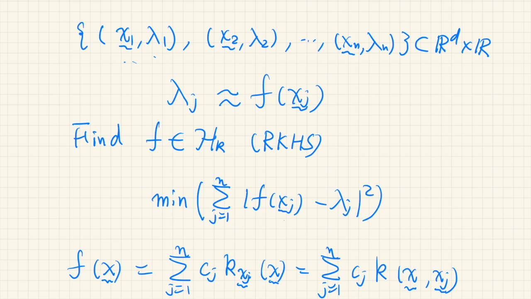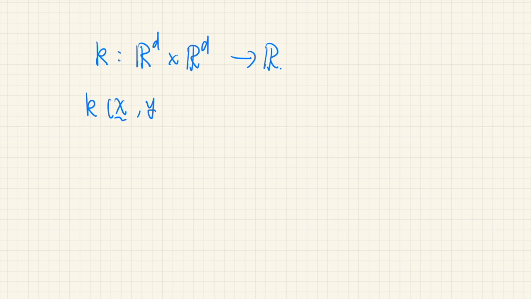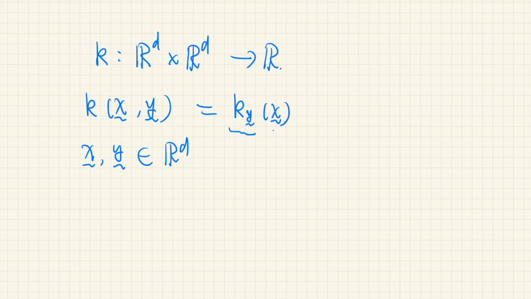Okay, let's start. To use the kernel method, we first need to specify a kernel function. In this case, the kernel function is defined on the d-dimensional space. So R to the power of d times R to the power of d to real numbers. And as usual, we write k of x, y, and x and y are d-dimensional vectors. We also write this as k_y of x. So this k_y is a univariate function of a d-dimensional vector.